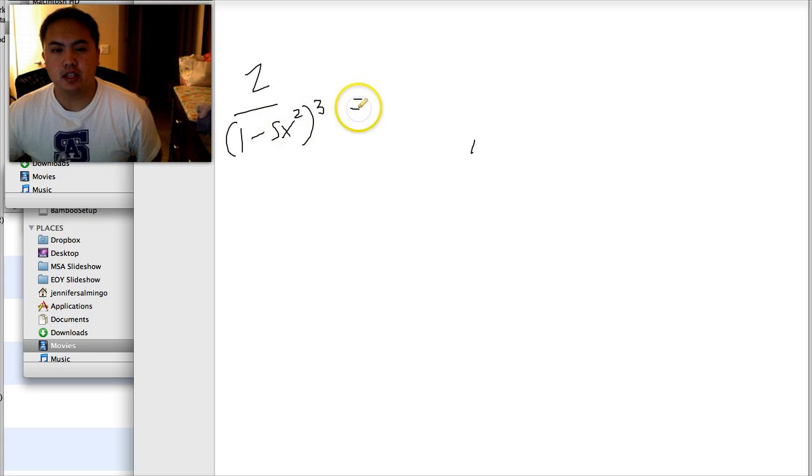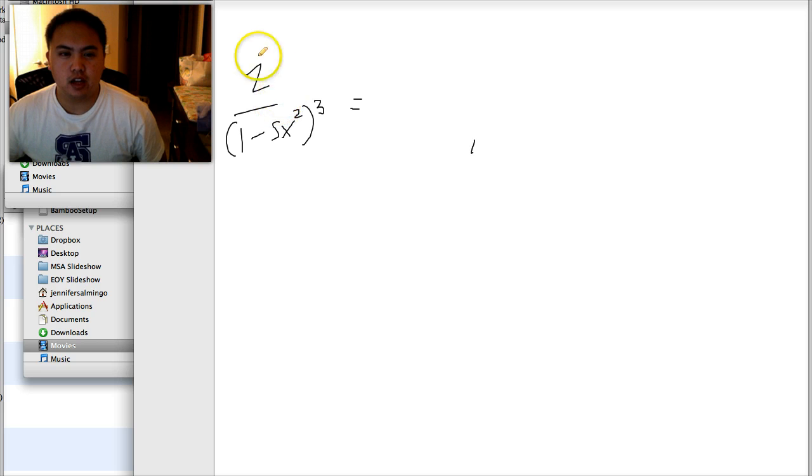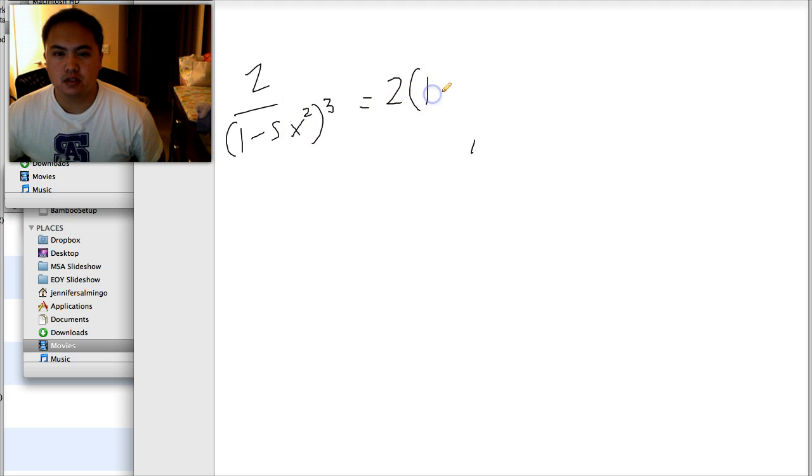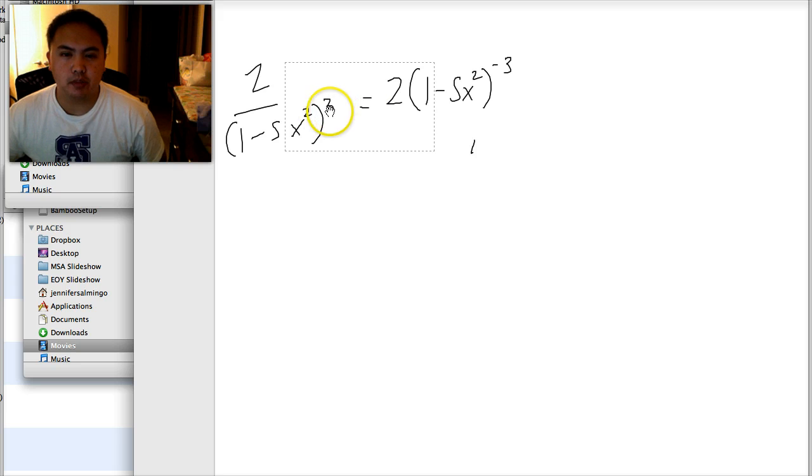First of all, this is something that I could use chain rule for, or I could use quotient rule for, but I noticed that since I have a constant on the top, I could actually rewrite this problem. This means the exact same thing as 2 parentheses 1 minus 5x squared, close parentheses, to negative 3 power. So these two mean the exact same thing. Because I have an exponent on the bottom, I could rewrite the whole thing and just make it negative.